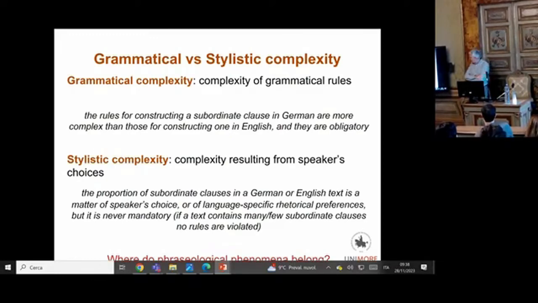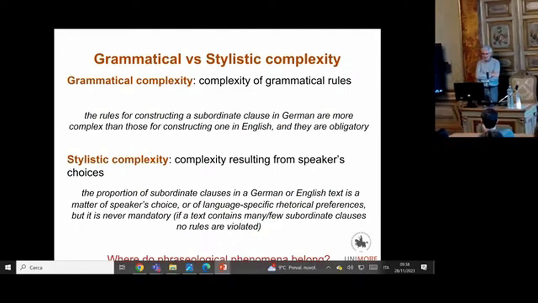So the question is, where do phraseological phenomena belong here? Do they have to do with grammatical complexity, with stylistic complexity, both? I would be inclined to say that they have more to do with stylistic complexity. But that too would be open for debate.